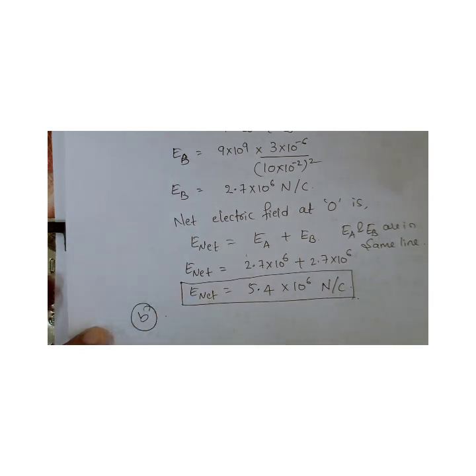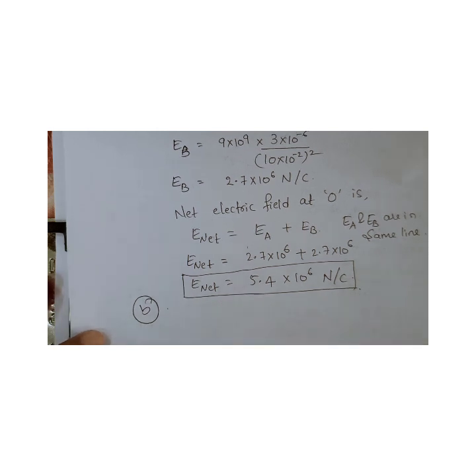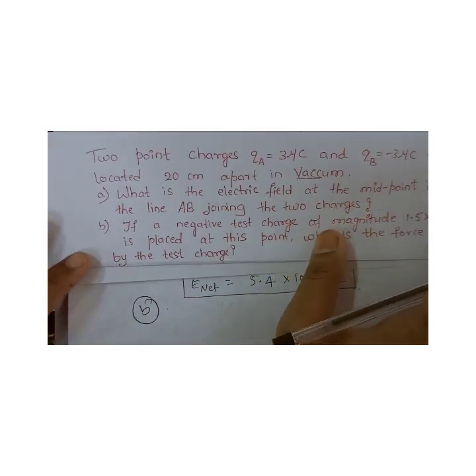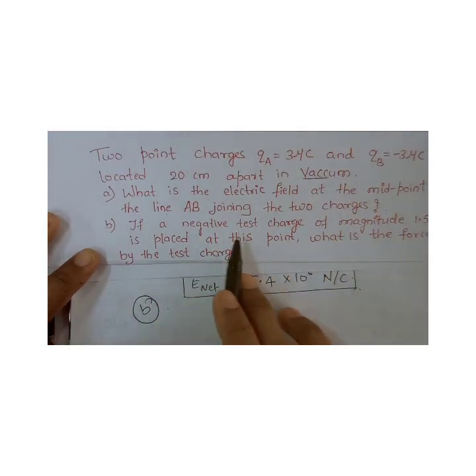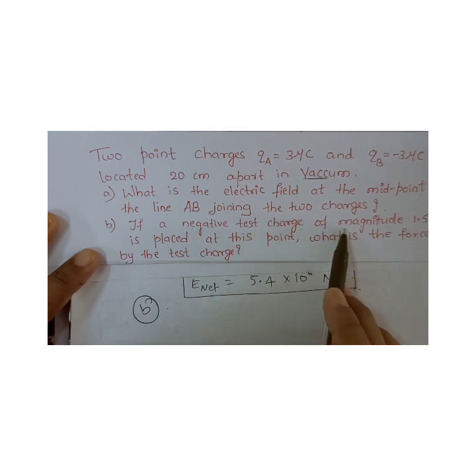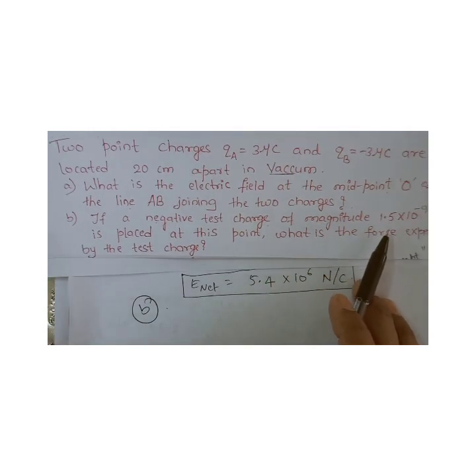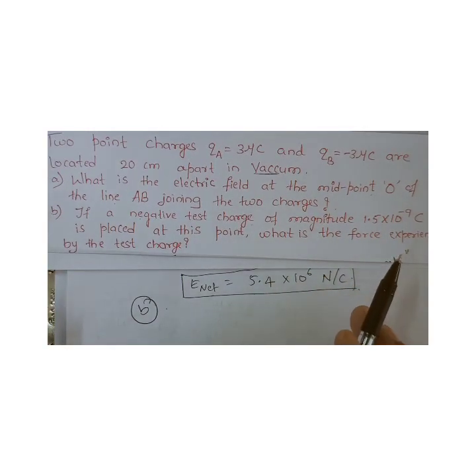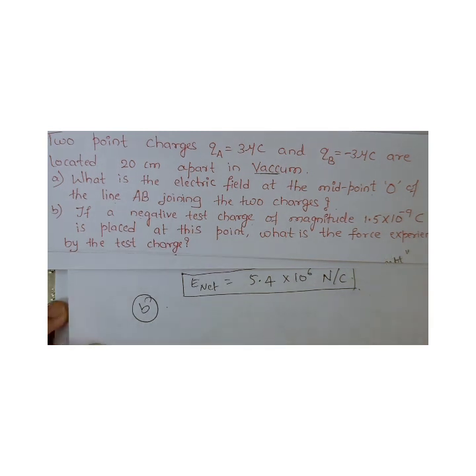Now we'll see part B. That's very simple. They are asking, I'll bring back the question again over here. I've written it on a piece of paper. If a negative test charge of magnitude 1.5 into 10 raised to minus 9 coulomb is placed at this point. At this point means where? At the midpoint O. So what is the force experienced by the test charge?